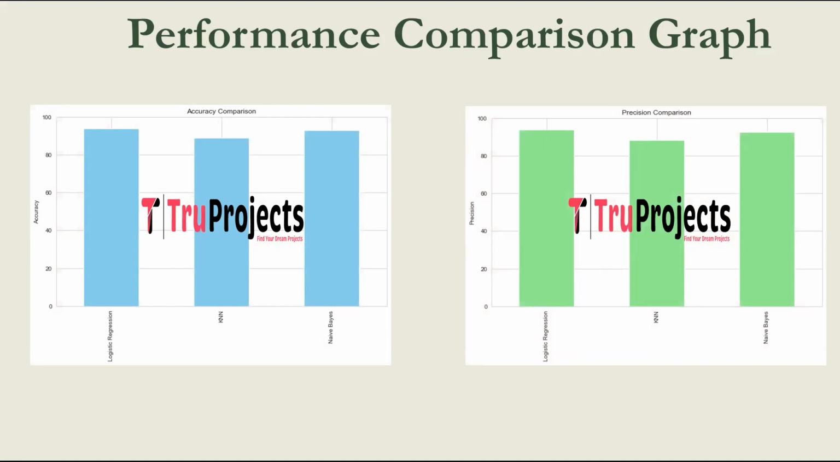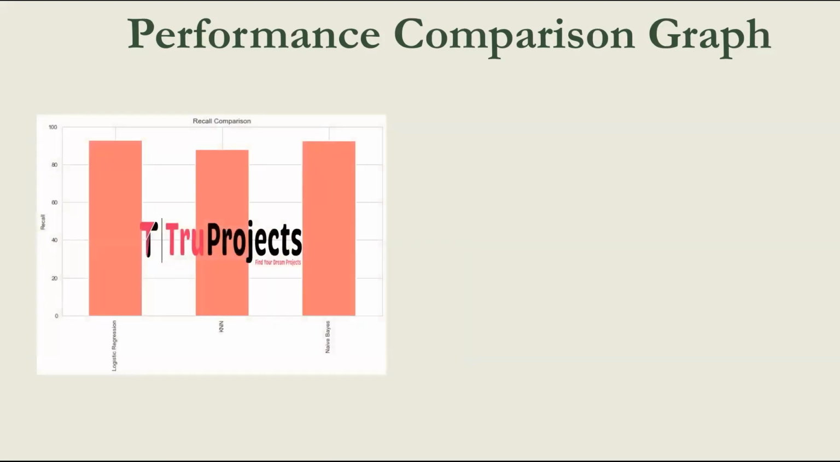This is precision score comparison graph. It is the ratio of true positive predictions to the total positive predictions, representing model's ability to correctly identify all relevant instances while minimizing false positives. This is recall comparison graph. Recall is also known as sensitivity or true positive rate.